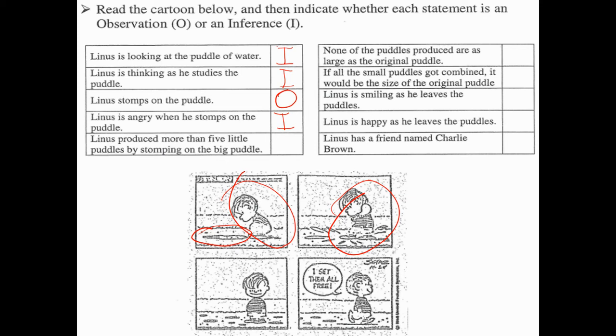Linus produced more than 5 little puddles by stomping on the big puddle. If you look over here, there's more than 5 puddles, so that is an actual observation. None of the puddles produced are as large as the original puddle. That's also true. Here's the original one, and here's all the smaller ones, and none of them are as large as that, so that would be an observation as well. If all the small puddles got combined, it would be the size of the original puddle. That's what you would think. Now, we actually haven't done it yet. It should be, but that's more of an inference, because we didn't really observe that yet.